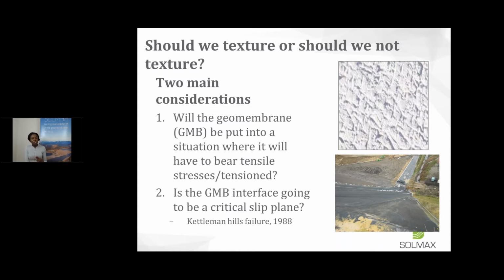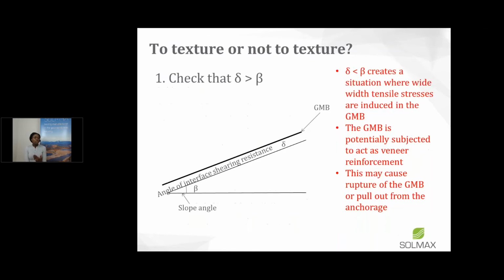So these are the two main considerations you have to look at if you want to decide whether to texture or not. And then looking at those considerations further, I broke them into different aspects that you may want to consider in further detail. So the first thing to look at is check your slope angle and check your interface friction between the geomembrane and whatever material is in contact with it.